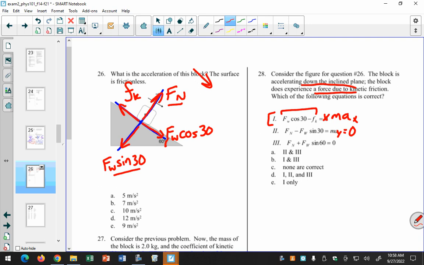And then Fn plus Fw sine 60, that's just all wrong. So that's the Fn. To make it right, I would say Fn minus Fw sine of 30. So it looks like none of these are correct. C is the right answer. So you'll definitely have a question like that where you have an inclined plane and you have to answer which of these equations are correct or not correct.